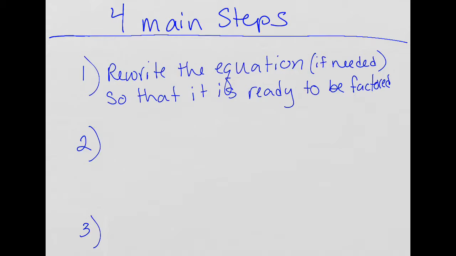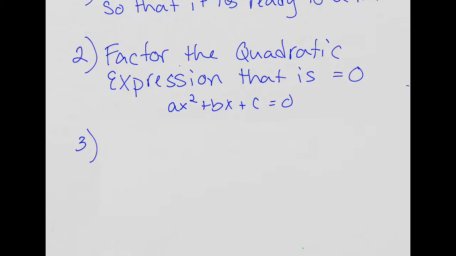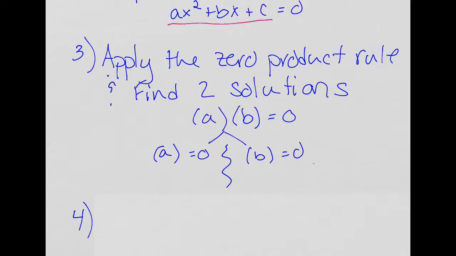Once it's in standard form, then you can actually factor that left side. We typically use the box method. Once it's factored, then you can apply the zero product rule to find the two solutions.